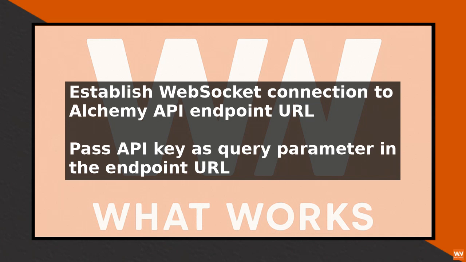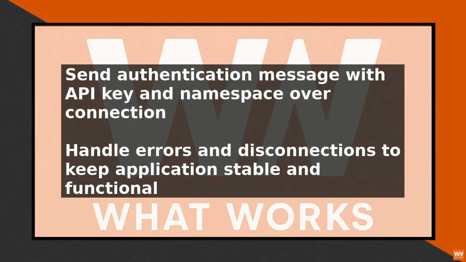If the authentication is successful, the API will return a response indicating that you are now authenticated. You can then start making requests to the API to access the data you need. It is recommended to handle errors and disconnections properly to ensure that your application remains stable and functional. You should also make sure to keep your API key secure and do not share it with anyone.